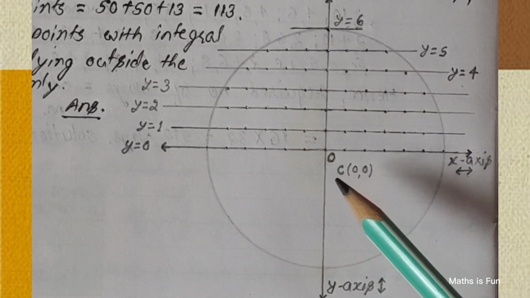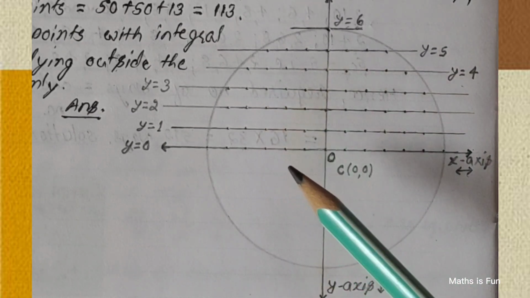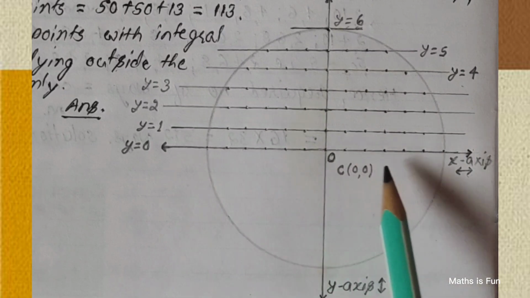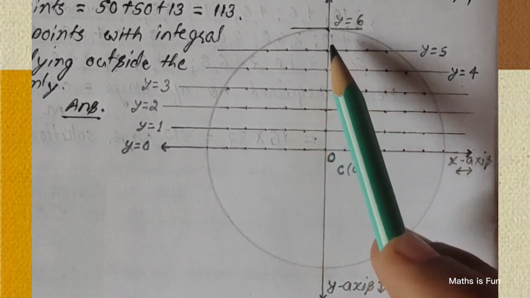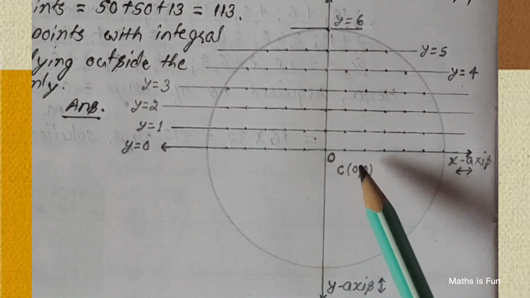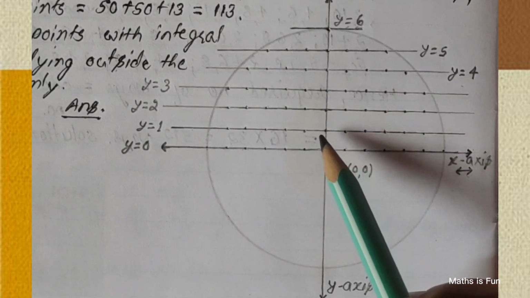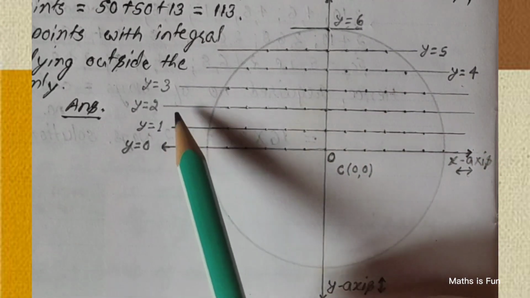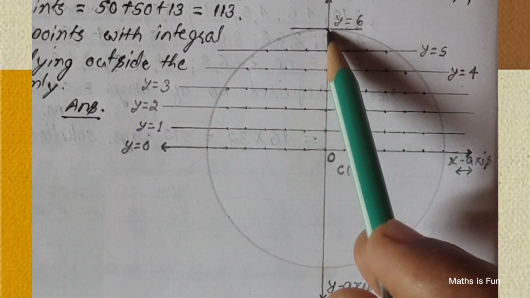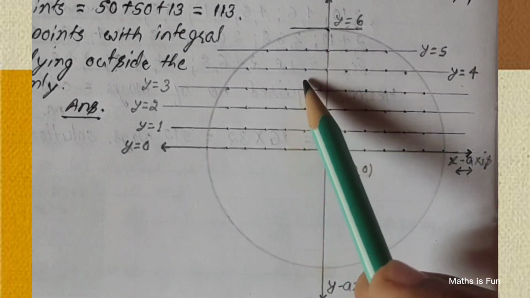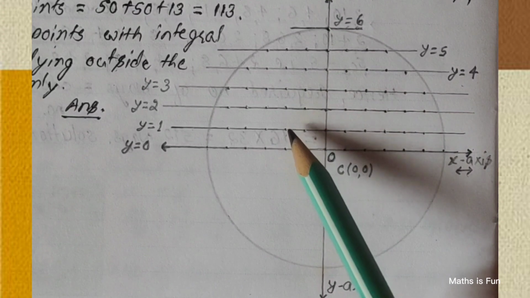So to find all the integer coordinates that lie within this circle or on the circumference, we first consider y equals 0 as the diameter of this circle. Then we draw 6 horizontal lines above this y equals 0 line, because the radius is 6 units. These lines are y equals 1, y equals 2, y equals 3, y equals 4, y equals 5 and y equals 6. Each of these horizontal lines is 1 unit away from its surrounding lines. Thus all our y coordinates are integers.